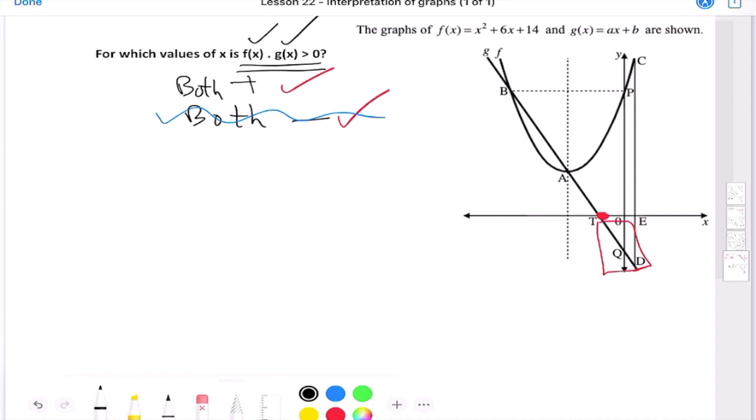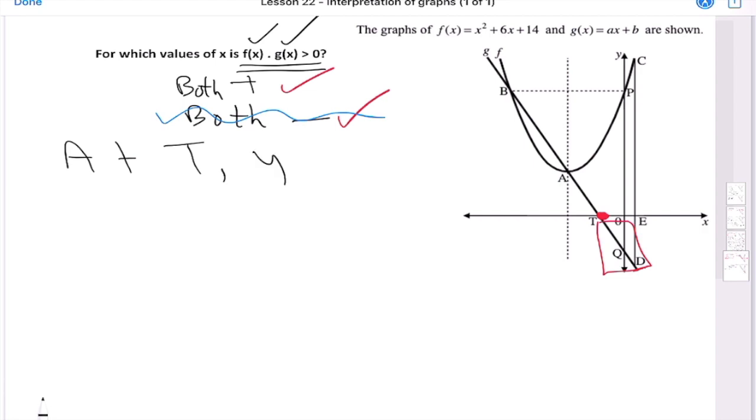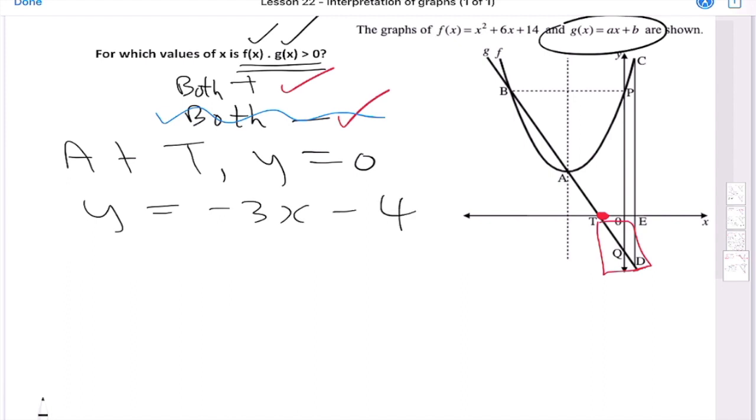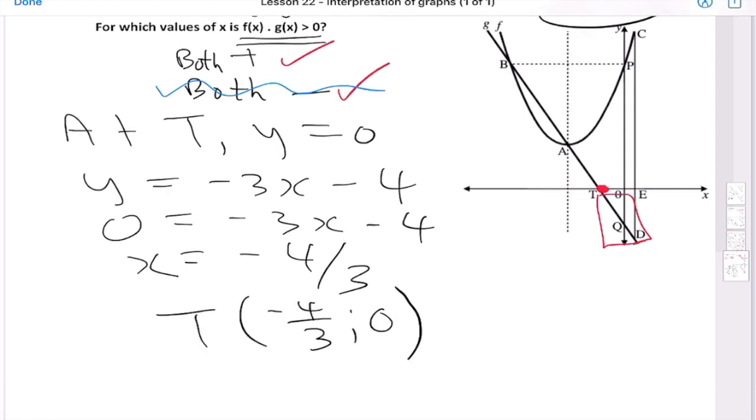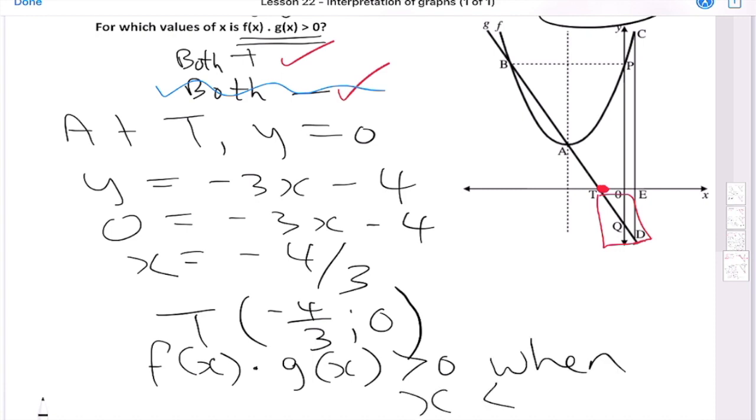T is on the x-axis, which means we know that at t, y should be equal to 0. But t is also on the line g of x is equal to ax plus b. Remember, g of x, we now know, is actually y equals negative 3x minus 4. So that point t lies here. We now need to put y equal to 0 in order to get x. If you solve this for x, we should get minus 4/3. We can now answer that question. F of x multiplied by g of x will be positive when x is smaller than negative 4/3.